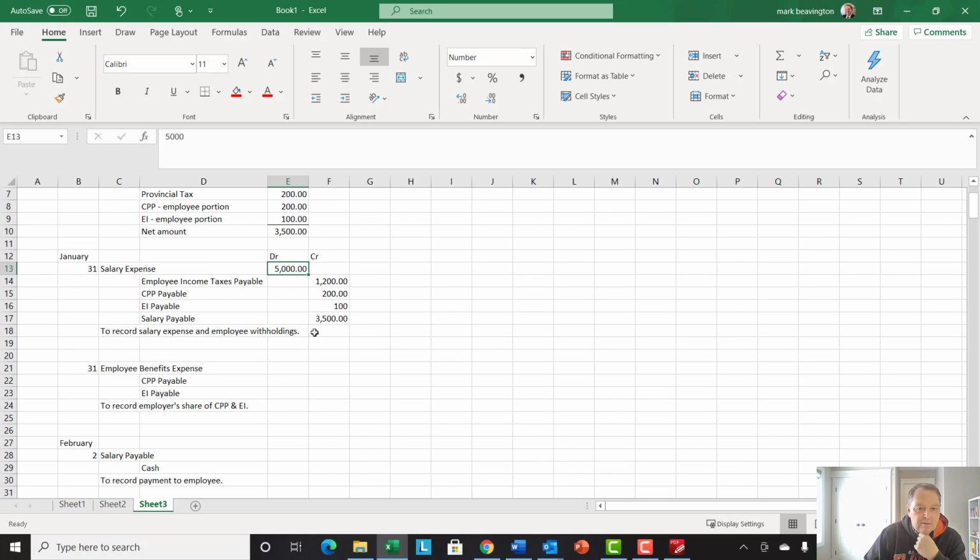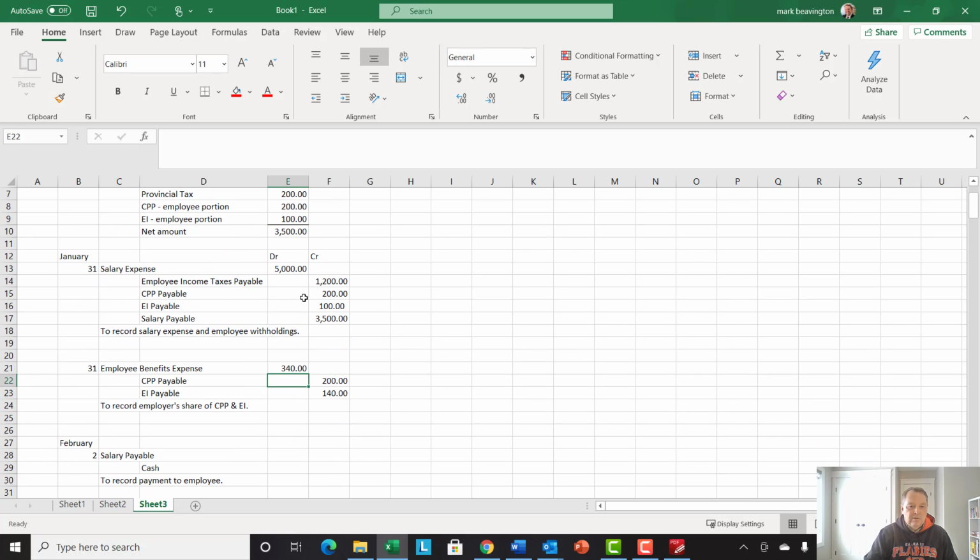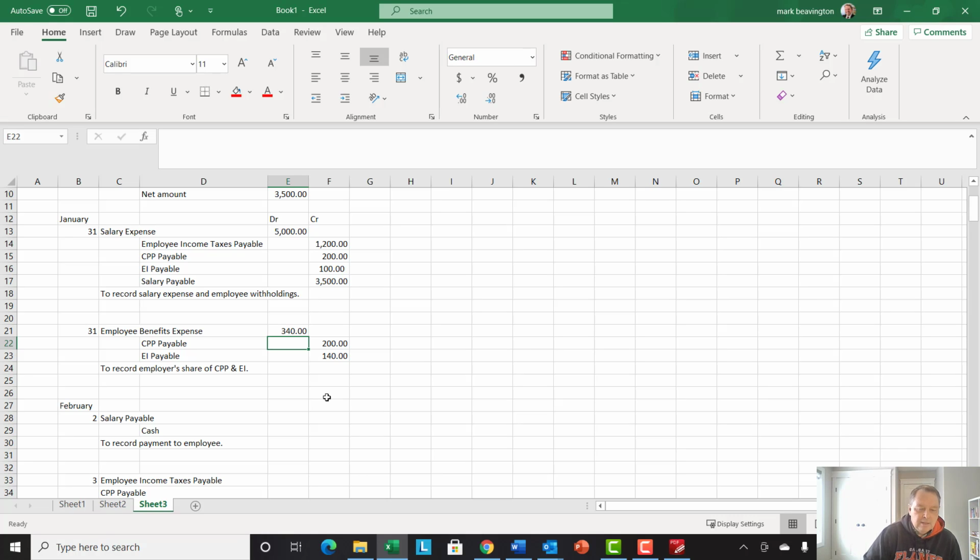Then, of course, we've got to record the employer's portion of this. We know that for CPP, the employer matches whatever the amount of the CPP is. So we'd have CPP of $200. And for EI, it's 1.4 times, so it's $140. So the total amount of the benefit should be $340 in this case. And whatever numbers you used in here, that's fine. We made sure we figured out the journal entry that it should be, and checked to make sure you had the right numbers.